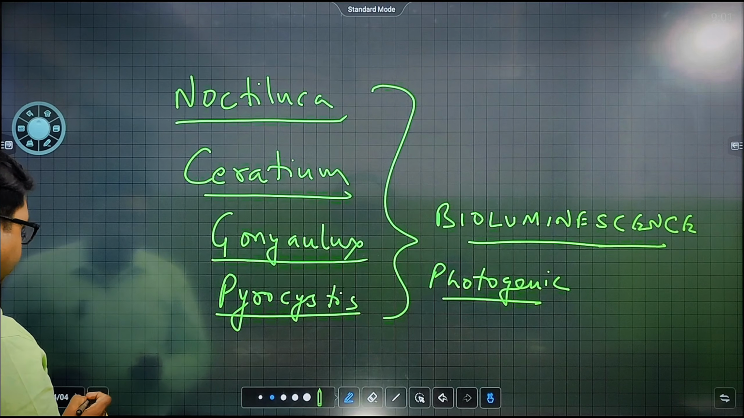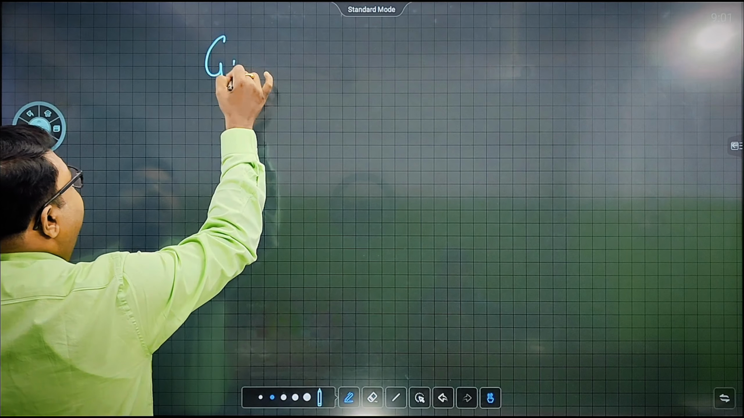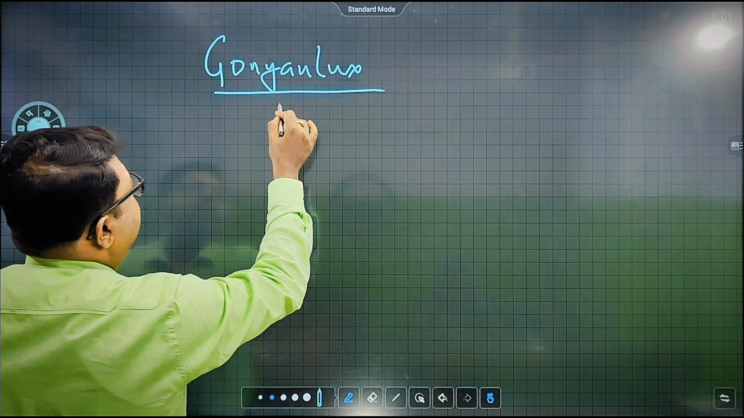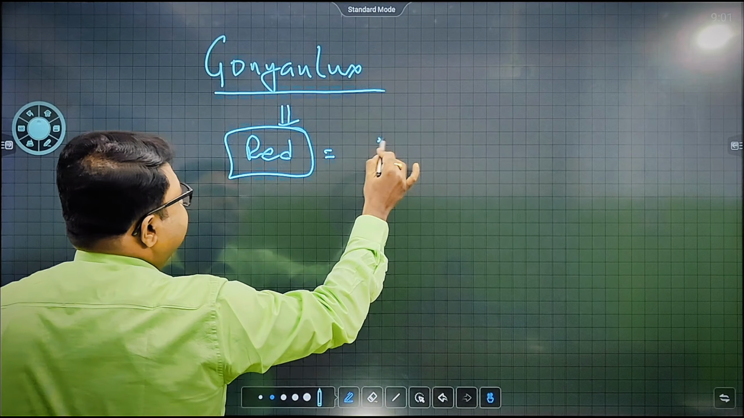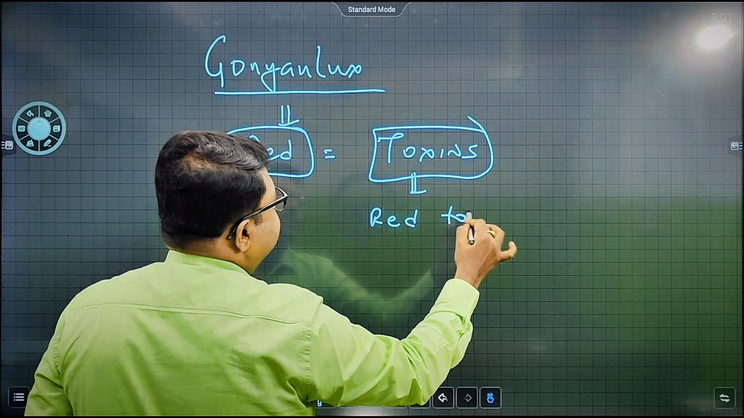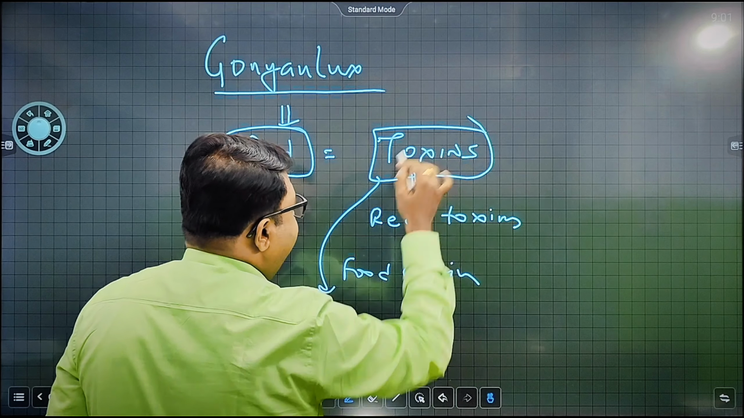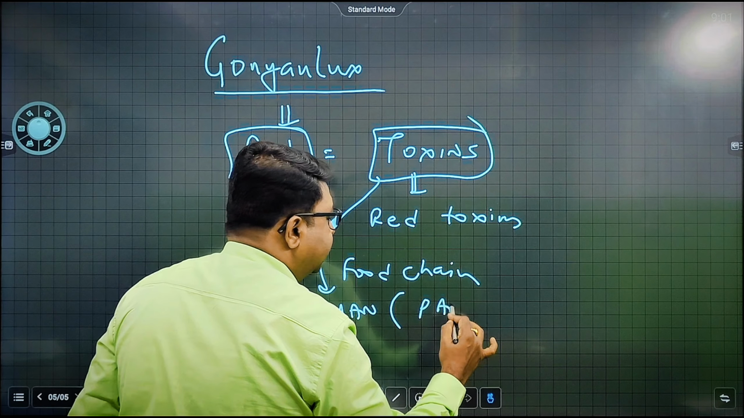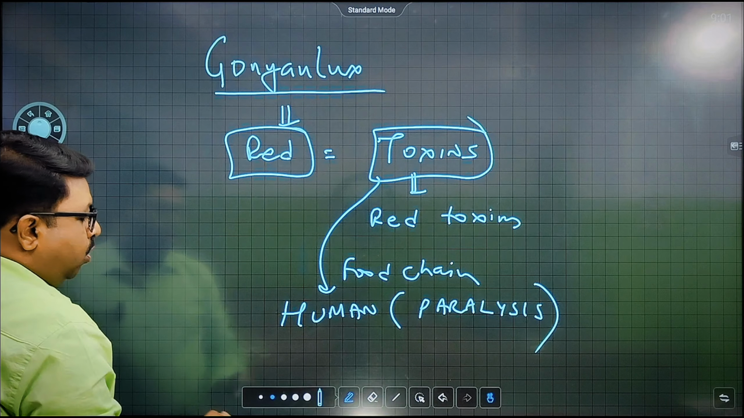Now, so majority of them are bioluminescent, but I must tell you about जो आपके बुक में है वो है Gonyaulax. Gonyaulax, ये Gonyaulax which normally ये रेड कलर के होते हैं and they can make toxins. ये toxins पानी में वो छोड़ते हैं and they call it as red toxins. By the help of food chain, यही toxin through different food chain it can come down to human being, or human being में it can create paralysis. It can create paralysis in human body. So that is called as Gonyaulax.